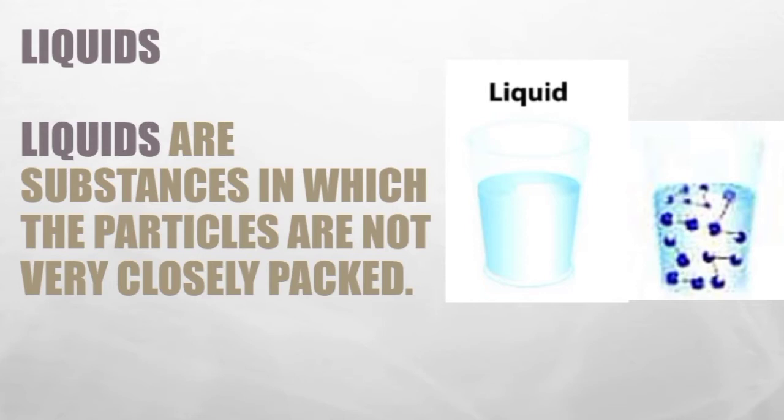Now there are a few characteristics of liquids also. It has no fixed shape as it takes the shape of the container. It has a fixed volume. Molecules are loosely packed. It can be compressed. Liquid is lighter than solid and liquids flow from one place to another.